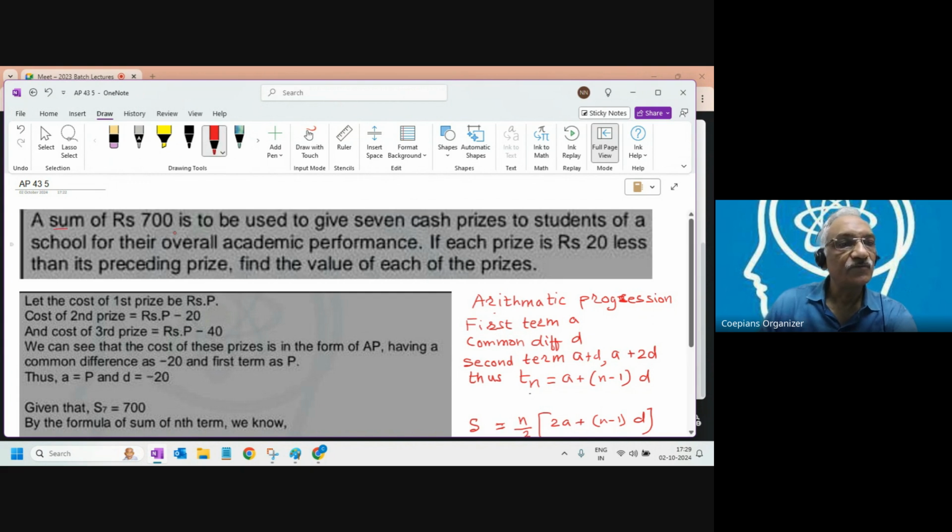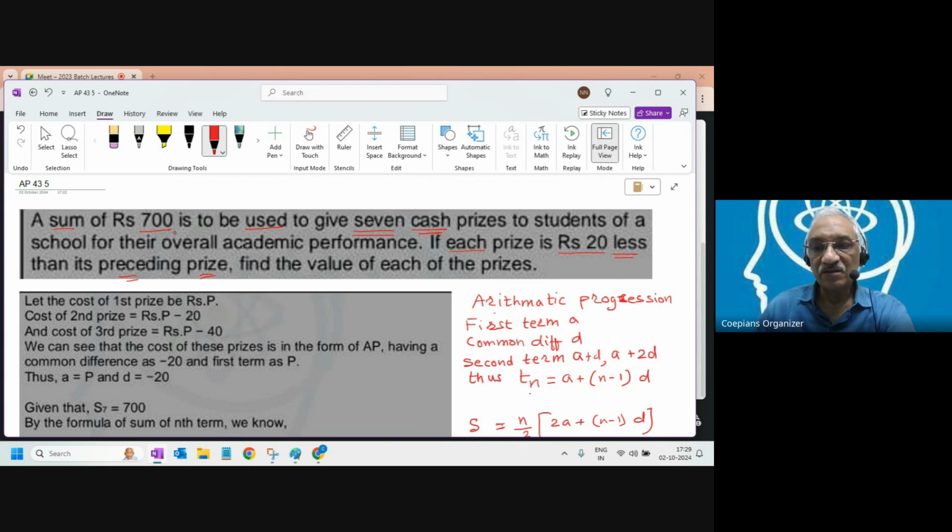The sum of rupees 700 is to be used in 7 cash prizes to students of a school for their overall academic performance. If each prize is rupees 20 less than its preceding prize, find the value of each of the prizes. Whenever there are terms which are increasing or decreasing, you use AP.